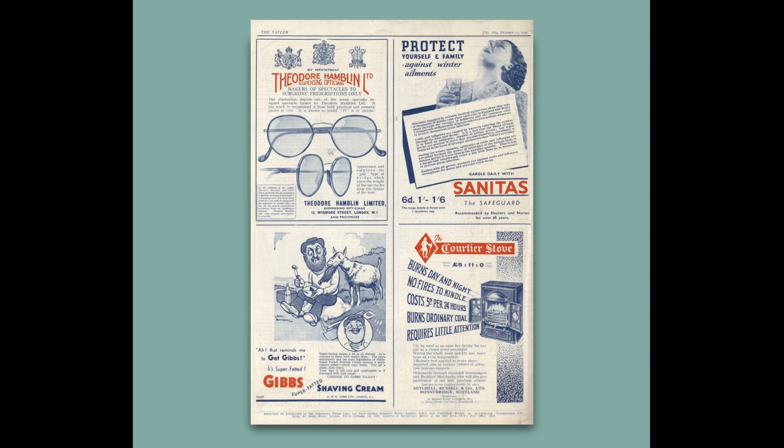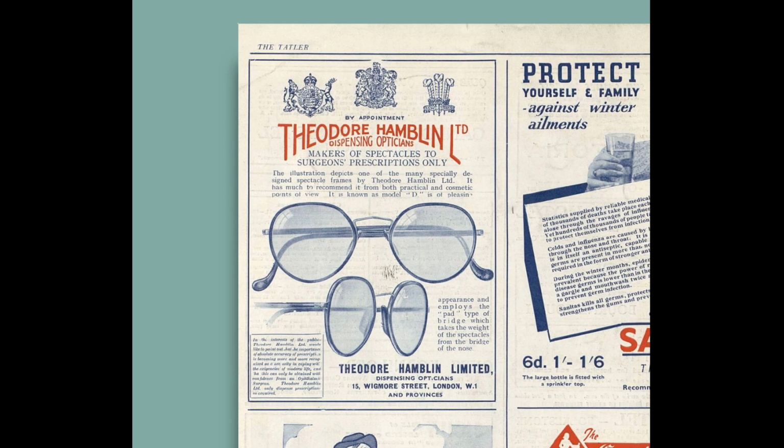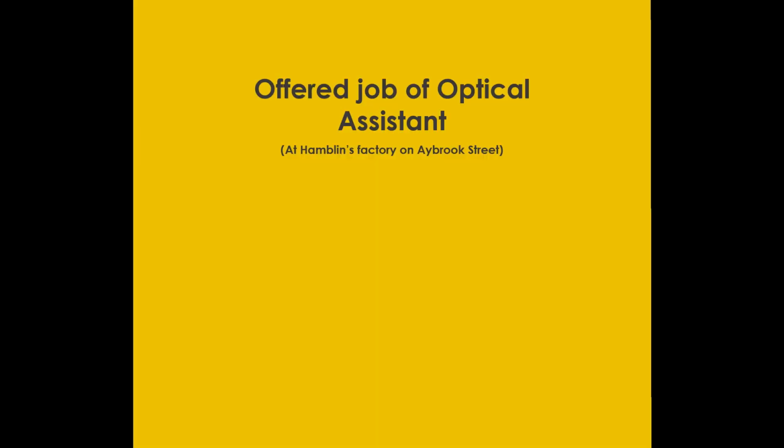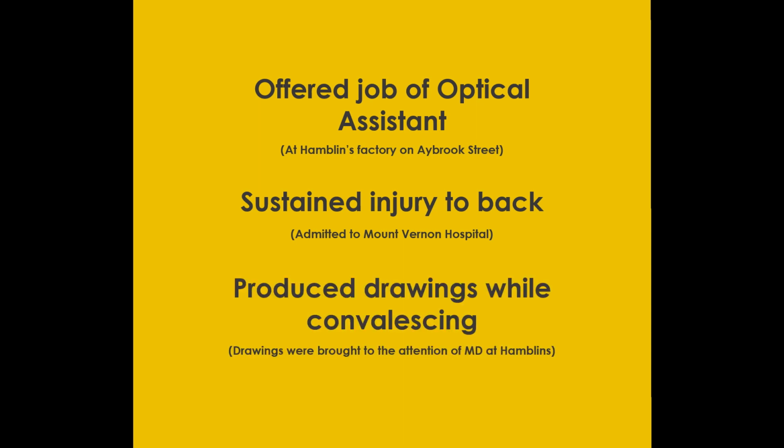Henry Thomas Hamlin founded Theodore Hamlin, whose patrons included the royal family. Tarrant successfully applied as an optical assistant in Hamlin's factory. One lunchtime, he sustained a serious injury to his back, and the following day Tarrant was unable to stand, and a visiting physician suspected he might have polio, and he was admitted to hospital. During his stay, his father brought him art materials where he occupied his time making copies of drawings from natural history books, and after 2 weeks he was discharged from hospital with a clean bill of health.